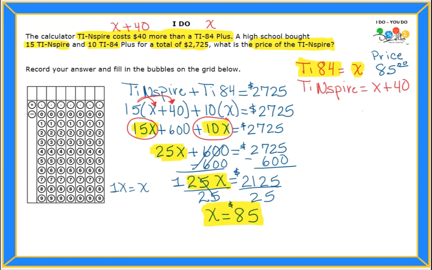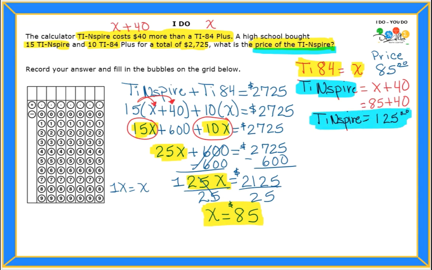But that's not the question, right? Because the question is asking me to find the price for the TI Inspire, and I double highlighted it. So this is the one I'm looking for. For that, I need to replace X with 85. So I'm going to write down 85 plus 40, because remember, that's the value for X. When I add 85 plus 40, I get $125. So the price of the TI Inspire is actually $125.